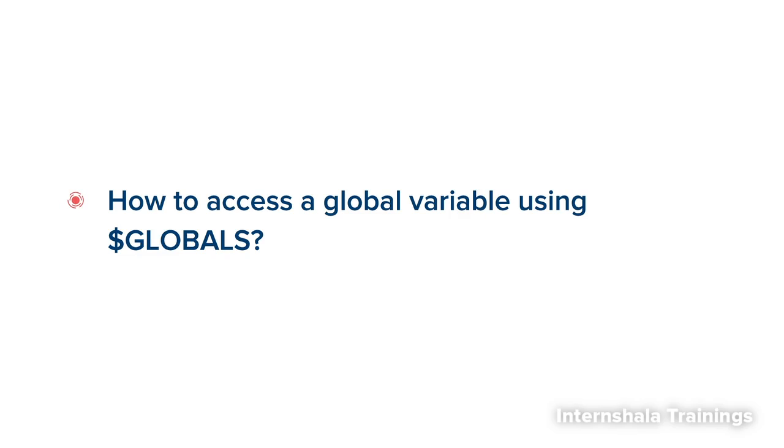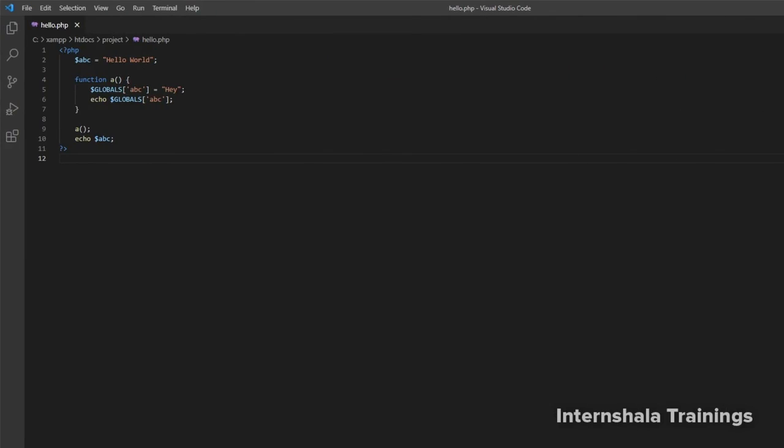And similarly, the global variables can be accessed by using the associative array $GLOBALS like this. Here, the value of the global variable $ABC is replaced with hey and is printed. Even the echo $ABC statement outside the function will print hey. This means we will get hey 2 times as the output. Let us quickly run and validate our results. There we go. The output shows hey being printed 2 times.